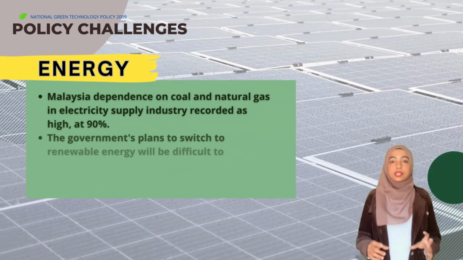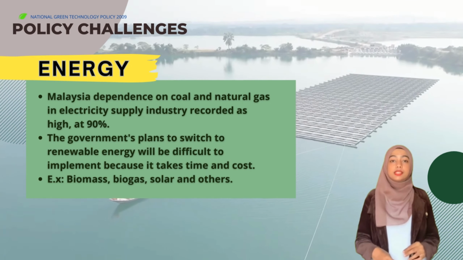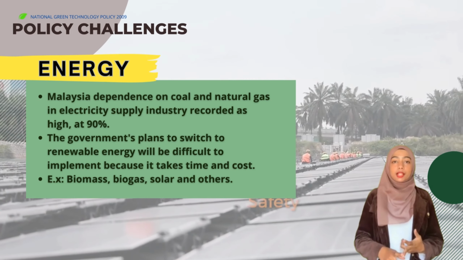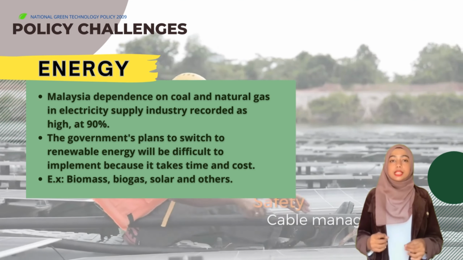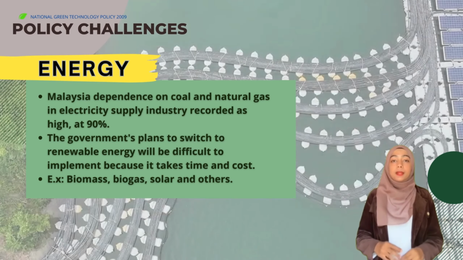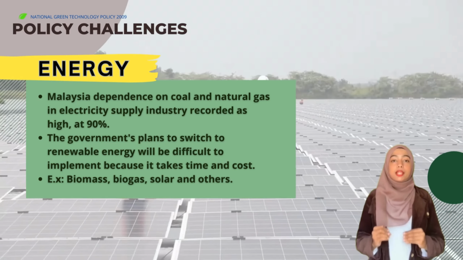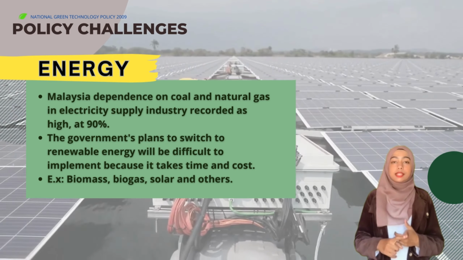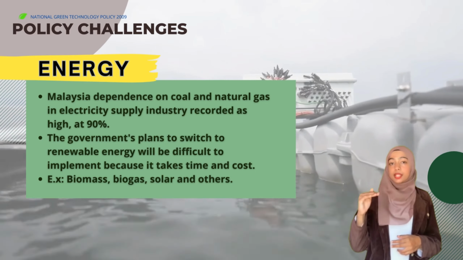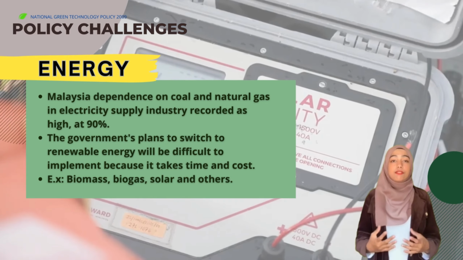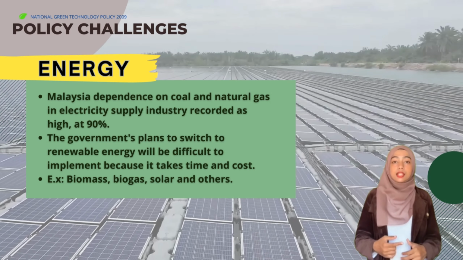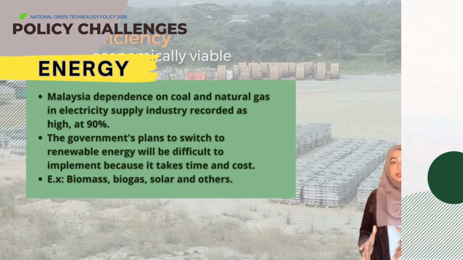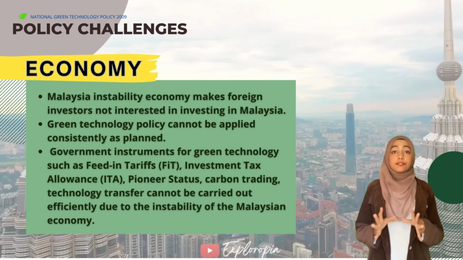Okay, now we step into policy challenges. These policy challenges can be seen in 4 parts, which are energy, economy, environmental, and social. For the first challenge, we can see in terms of energy. The dependence of the Malaysia electricity supply industry on non-renewable energy sources such as coal and natural gas is still recorded as high at 90%. This makes the government's planning for changes to renewable energy such as biomass, biogas and solar energy difficult to be carried out.